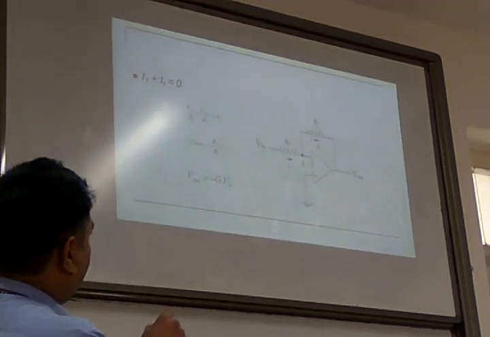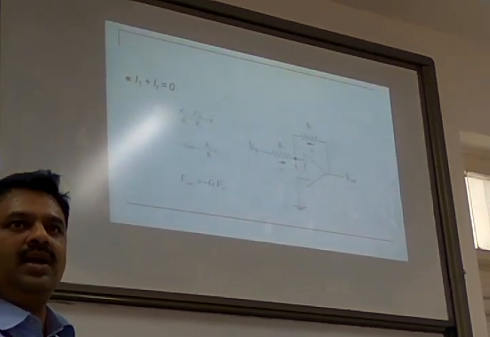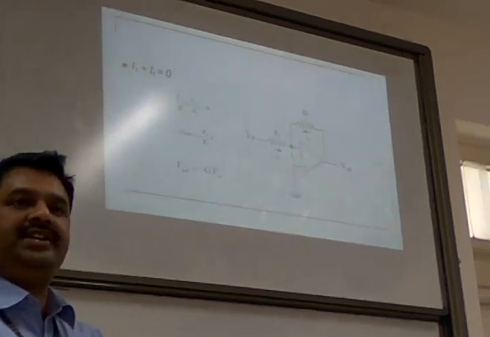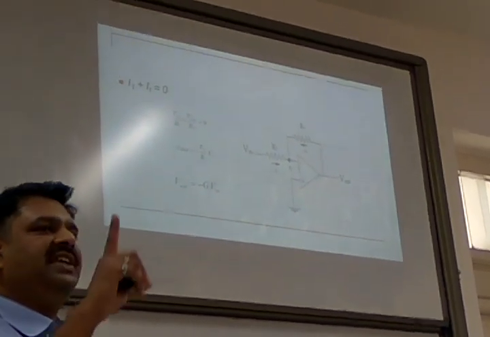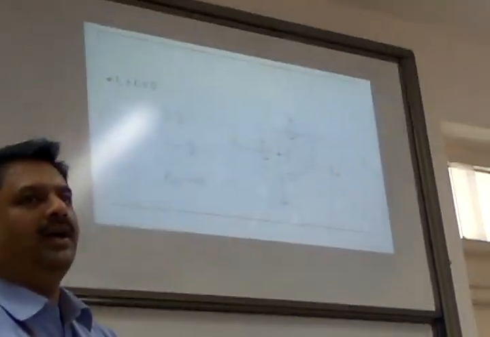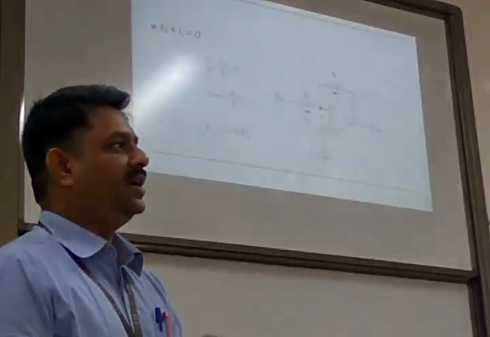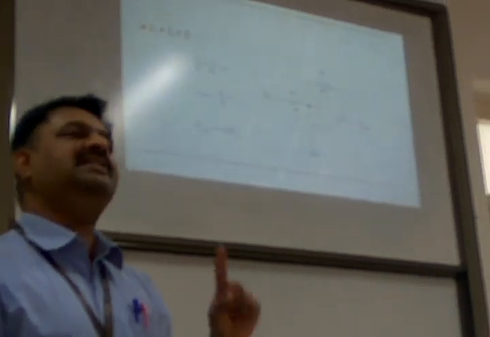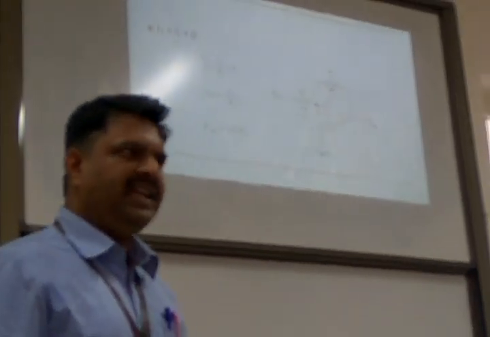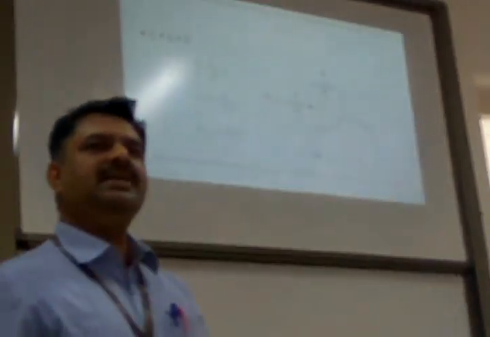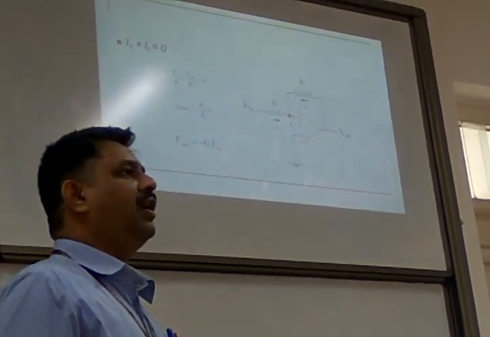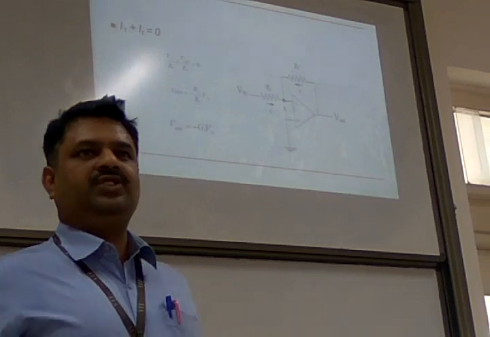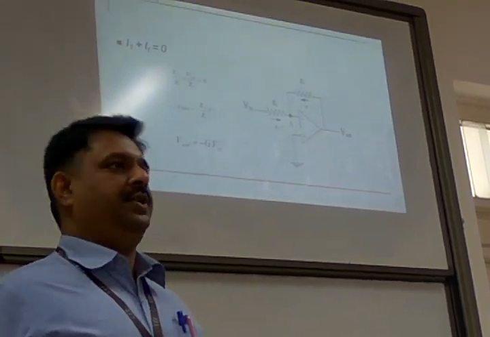So, amplifier, if the gain is greater than 1. Attenuator, if the gain is less than 1. What if the gain is equal to 1? If the gain is equal to 1, it simply follows the input voltage. The output voltage simply follows the input voltage. There is no amplification, there is no attenuation.